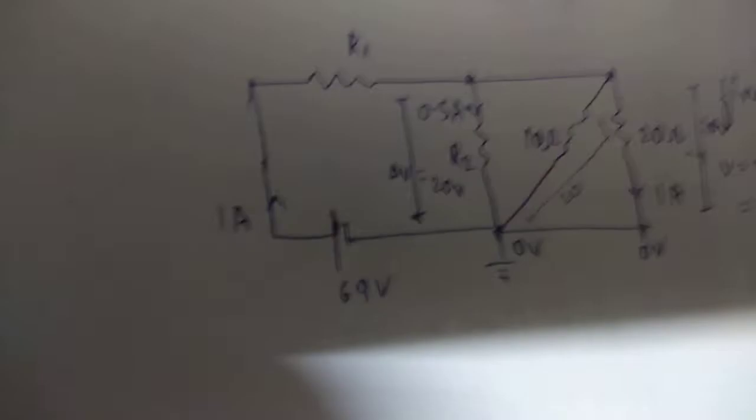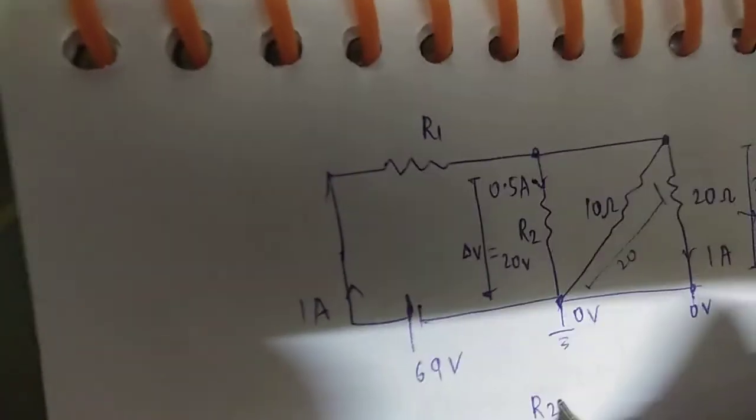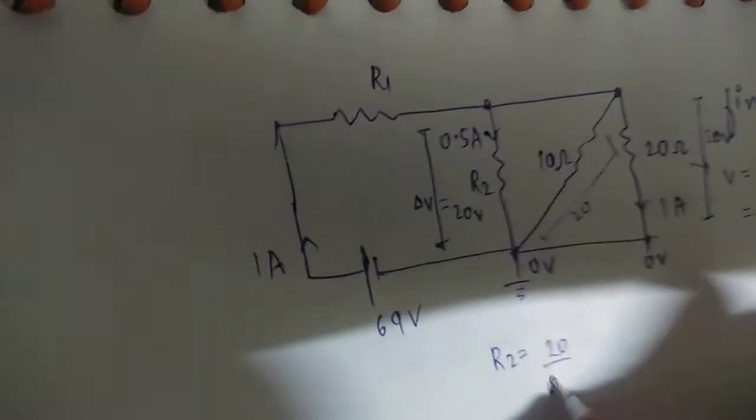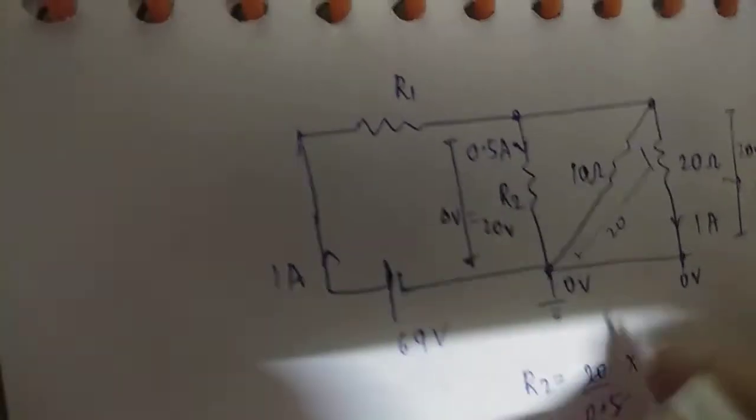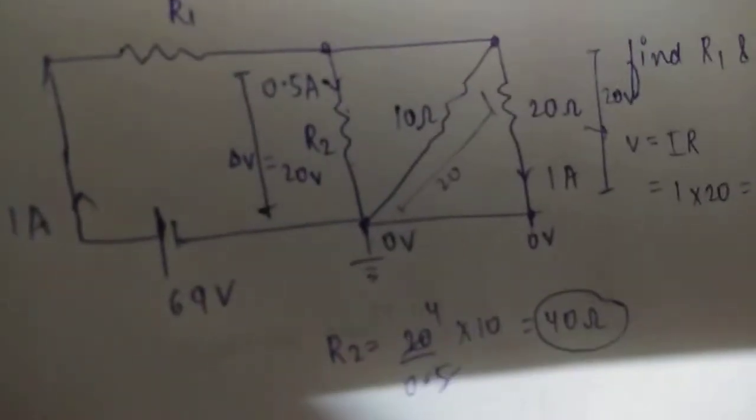Now we have to find the resistance between them. So as we know, resistance, I write R2 as V by I. V is 20 volt, and I is 0.5, so it would be 40 ohm resistance is R2. And again we have to find now R1.